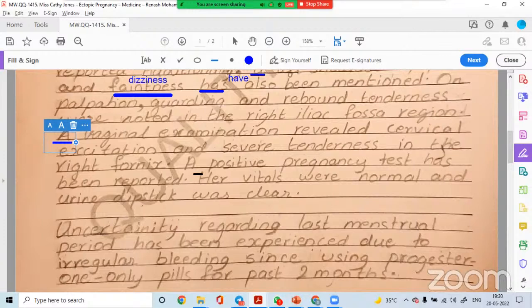Positive pregnancy test. There is nothing called positive pregnancy test or negative. Test is test. A test may be positive or negative, but it is not a positive pregnancy test. Okay, sir. So it cannot be like that. So, the pregnancy test which was conducted revealed positive results. The pregnancy test was positive. Okay. So you can change this.